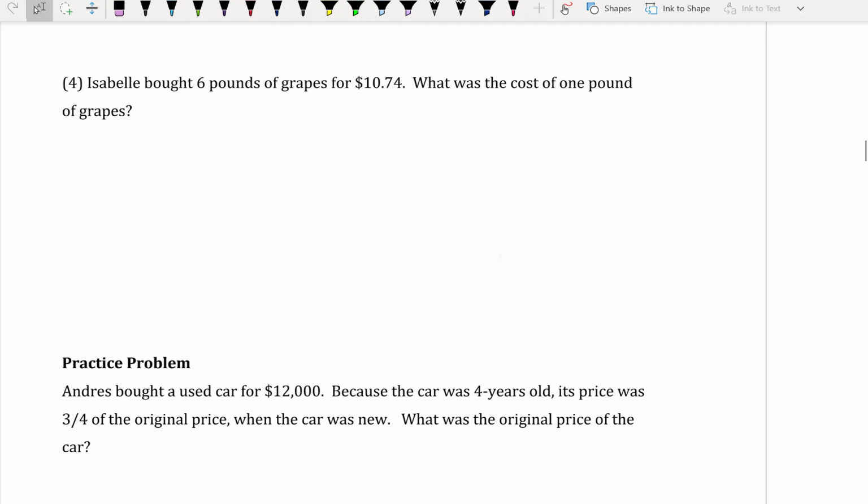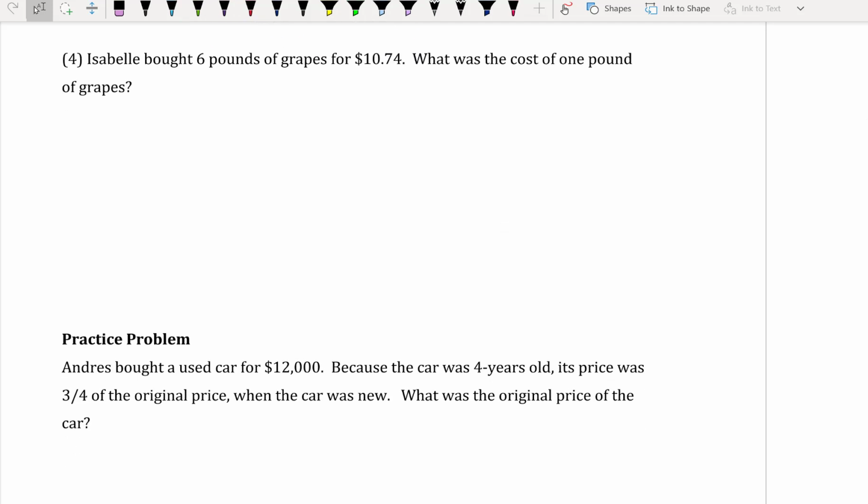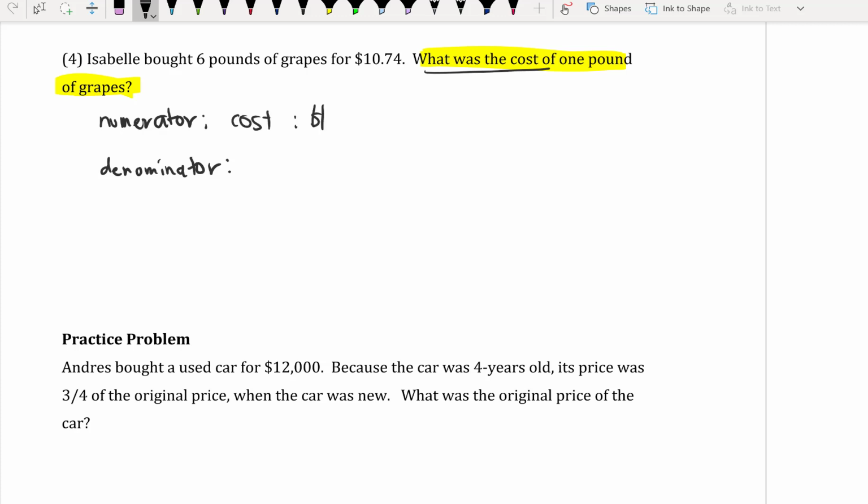For number 4, it says Isabel bought 6 pounds of grapes for $10.74. What is the cost of 1 pound of grapes? So you can think of it as this is going to be your fraction. So your numerator and your denominator to represent this fraction. So what is the cost? So your numerator is going to be your cost. And here your denominator is going to be your pound. In particular, it would be 1 pound.